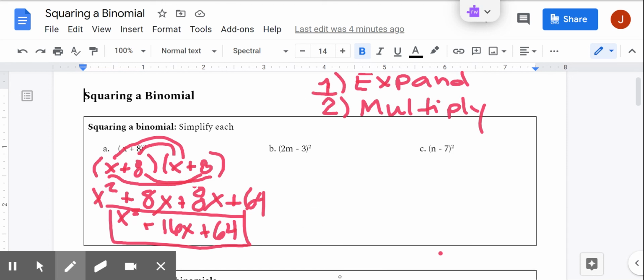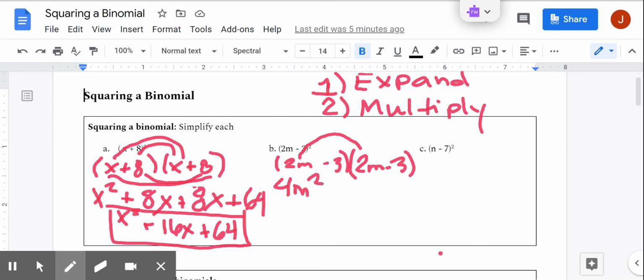So if we were going to do one more problem here together, we could say that this is 2m minus 3 times, again, 2m minus 3. So we expand and then we multiply. Okay, so again, if I use the distributive property, if I use the FOIL method, that means I multiply my first terms. So 2m times 2m. Remember, we multiply those coefficients. 2 times 2 is 4. And then we multiply those variables. m times m is m to the second power. So we have 4m squared.